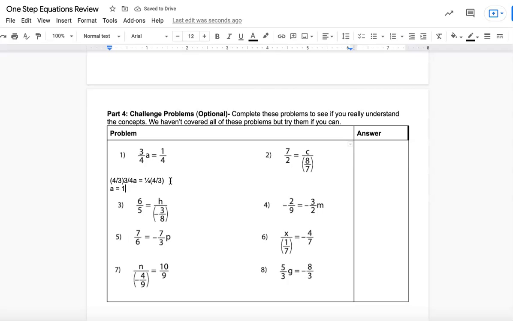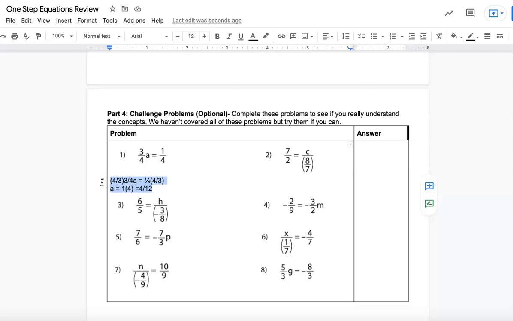times 4/3. So 1 times 4 on the top. I wish I was doing this on paper to show you. I think it's easier. 1 times 4 on the top would be 4, and then 4 times 3 on the bottom would be 12. So this would be 4/12, which you could simplify if you'd like.